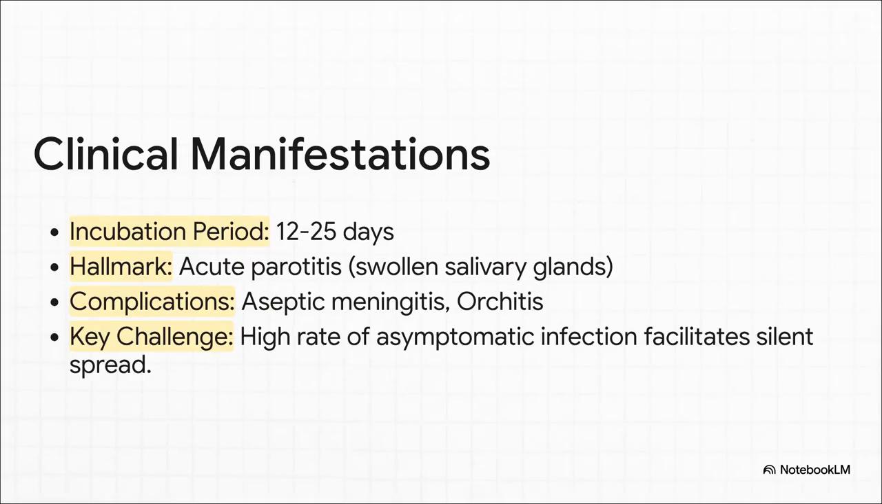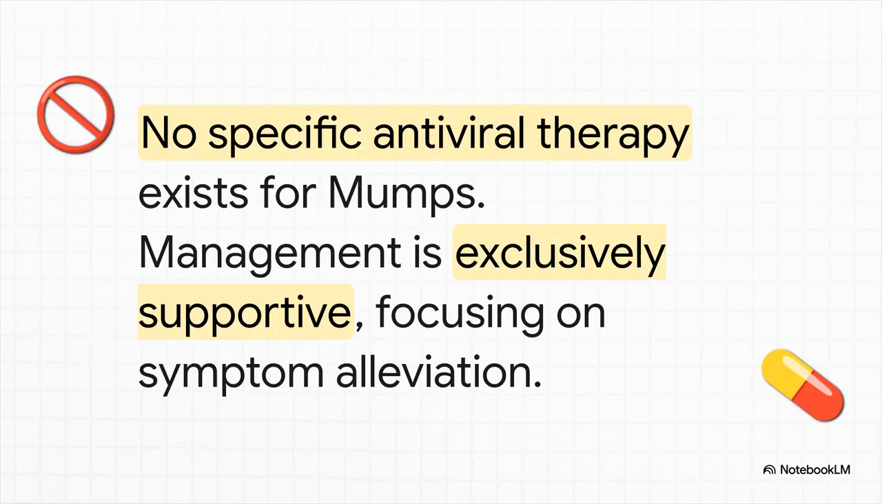So clinically, what do we see? Well, after a pretty long incubation of 12 to 25 days, you get that classic hallmark sign, acute parotitis. But we also have to be on the lookout for serious complications, things like aseptic meningitis or orchitis in postpubertal males. The biggest public health challenge, though, is that incredibly high rate of asymptomatic infection. This is especially true in people who've been vaccinated, and it's what allows the virus to just spread silently through a community.